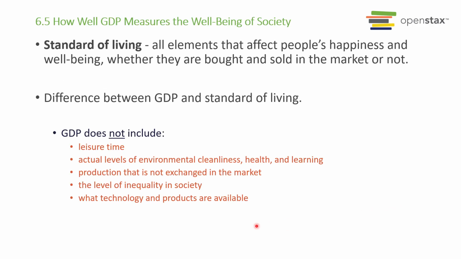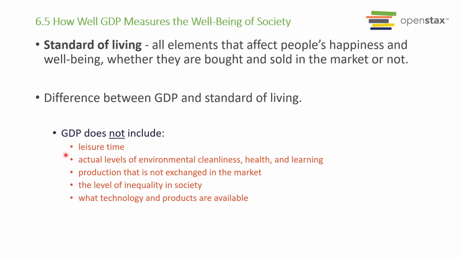Okay, so the last slide is an interesting question, and that is, what is GDP trying to track? GDP is trying to track what people's overall standard of living is, right? And that's a definition of all elements that affect people's happiness and well-being, whether they are bought and sold in the market or they're not, okay? And there are some differences between GDP and a good standard of living, though. So GDP does not include leisure time, so time spent away from productive activities.